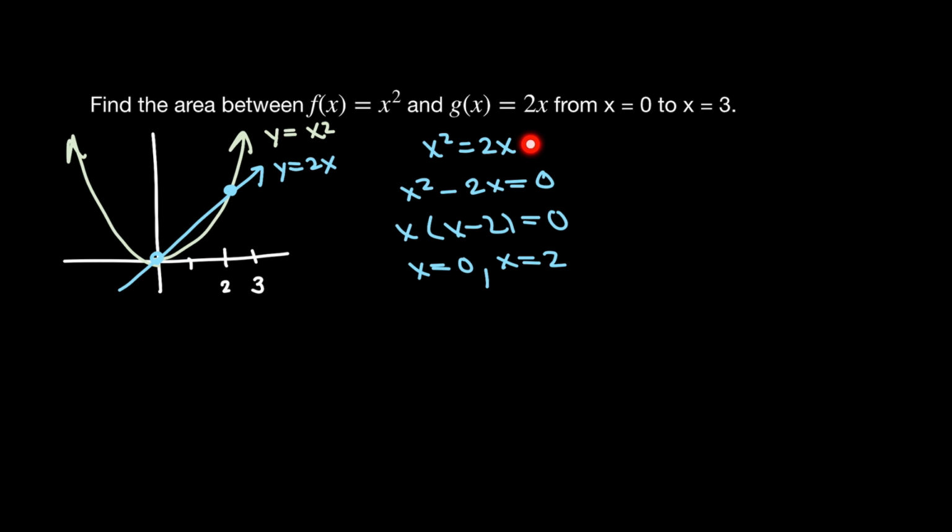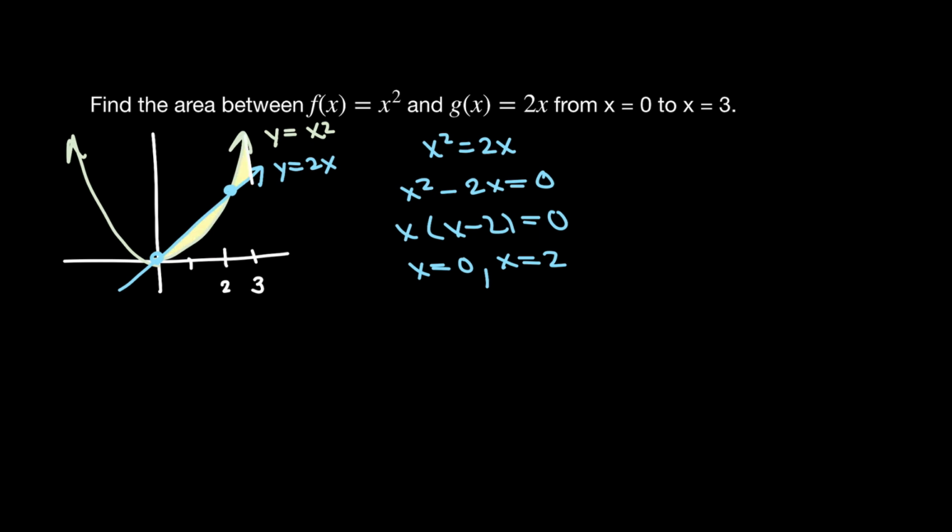So when does x squared equal 2x? I'm going to set one side to 0 by subtracting the 2x. Then we have a common factor of x. We can take that x out, and we're left with an x minus 2. Setting each of my factors to 0 gives me x equals 0 and x equals 2. So these functions intersect at x equals 0, that's at the origin, and again at x equals 2.